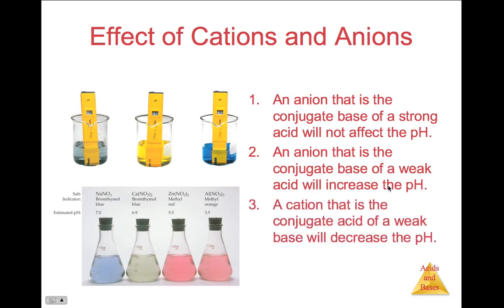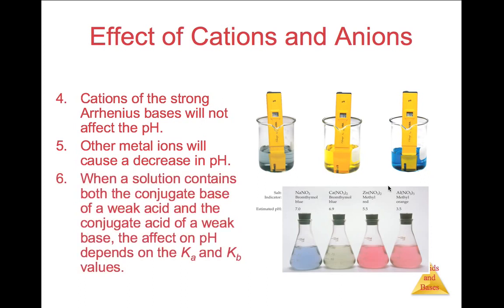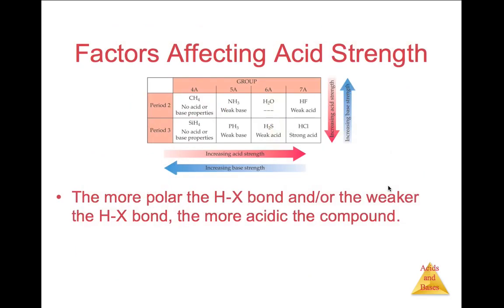A cation that is the conjugate acid of a weak base will decrease the pH because it will act acidic. We'll have a lot of examples of these in the next video cast. Cations of strong Arrhenius bases will not affect the pH, and other metal ions will decrease the pH because they act acidic. When a solution contains both the conjugate base of a weak acid and the conjugate acid of a weak base, the effect on pH depends on the Ka and the Kb values. Whoever is bigger wins and causes it to be either acidic or basic.